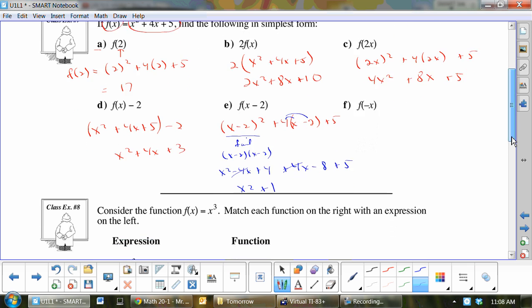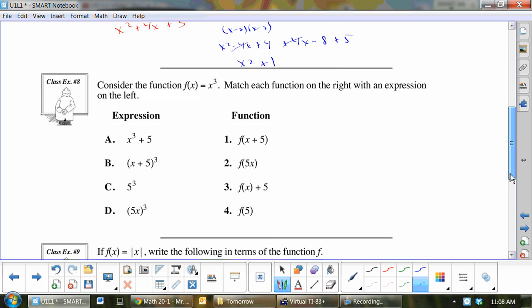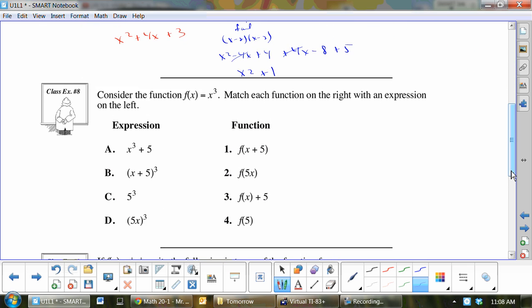Okay, let's pretend we're on a long car ride, and we get little puzzles to do. Let's do some matching. F of x equals x cubed. Now the expression, or the answer, is x cubed plus 5. So on the right, which one of those is the proper notation? Which function notation would give you x cubed plus 5? 3, because all I did was take the function and add 5.